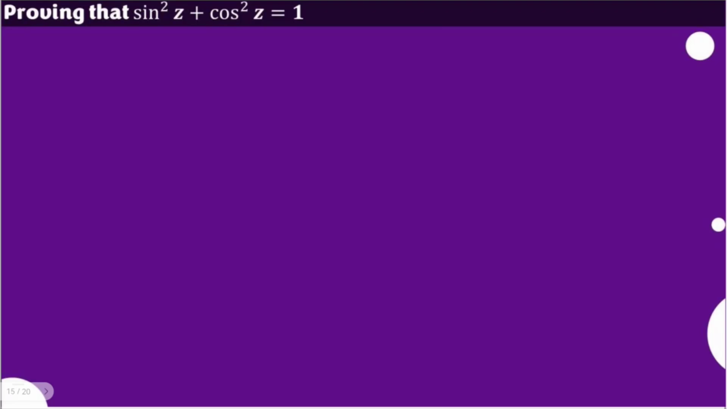For this video, let's try to prove this Pythagorean identity: the square of sine z plus the square of cosine z is equal to 1. Please do not forget that if we talk about a certain theta in our real numbers, the square of sine theta plus the square of cosine theta is equal to 1. We know this to be true when theta is a real number, but this time we're talking about z, any complex number, and we need to show that this is also true from this perspective.